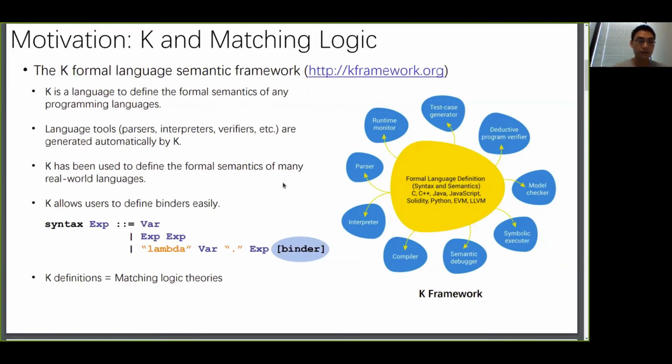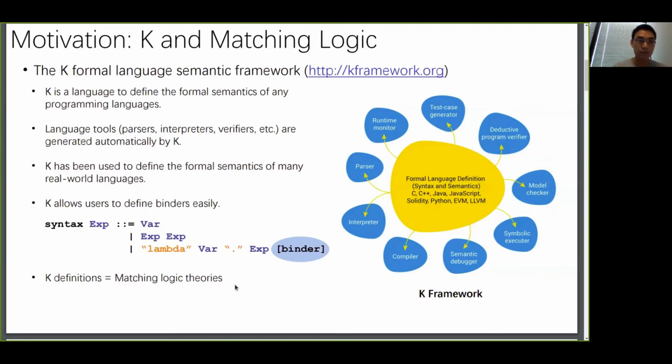K allows users to define common language features easily, including binders. For example, the following K definition defines the syntax of lambda calculus. An expression is either a variable, or an expression applied to another expression, or has the form lambda x. e. The binder is an attribute which will trigger the internal substitution mechanism in K to provide a correct implementation of capture-avoiding substitution. Currently, this only works for a restricted form of binders, but with this paper, we can give the binder attribute a clean mathematical explanation, which will make K support more general binders in the future.